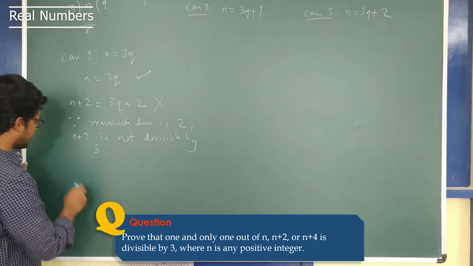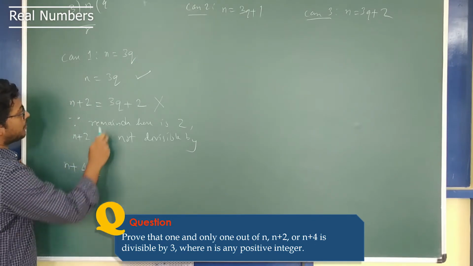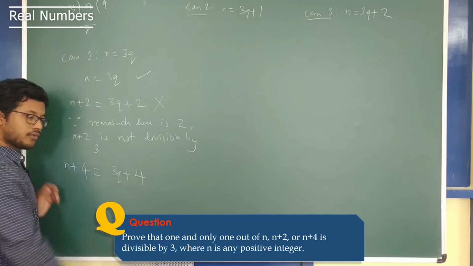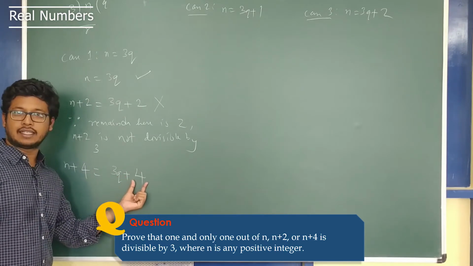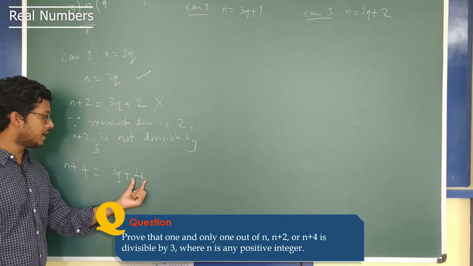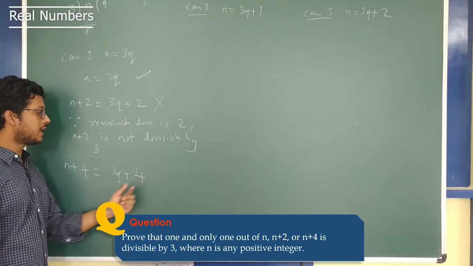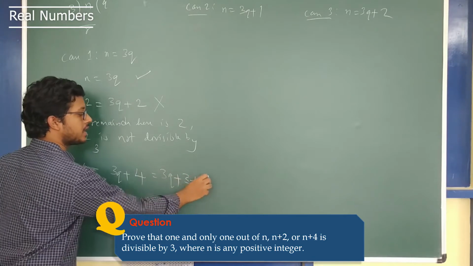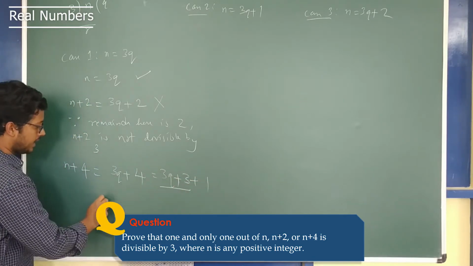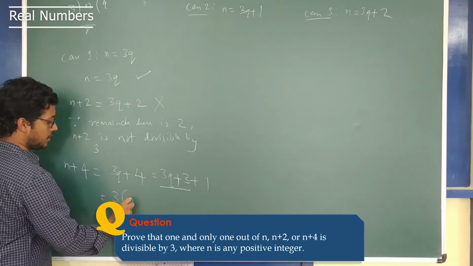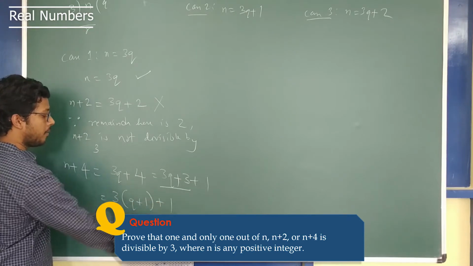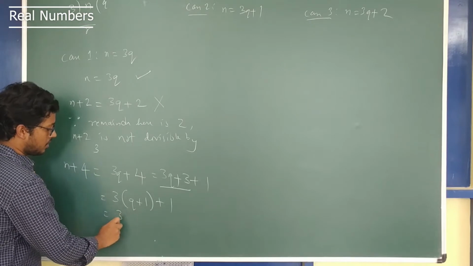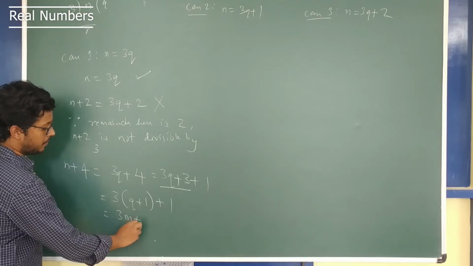Let's check for n plus 4 what happens. When I take n plus 4, since n is 3q, this becomes 3q plus 4. So 4 is again an interesting number. We did this one earlier. Since I want 3 outside, I can write 4 as 3 plus 1. Now between these two, I can take 3 outside. So what remains is q plus 1, plus 1. Since q is an integer, q plus 1 is now another integer m, plus 1.